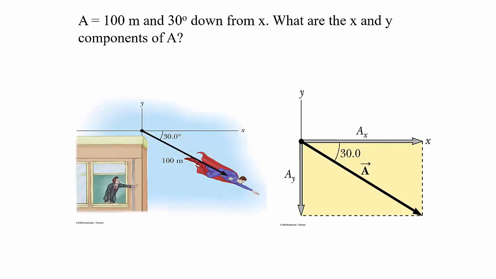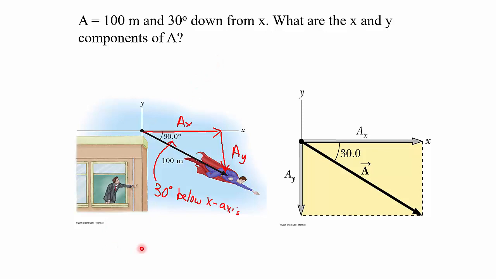In this problem, we have Superman flying from the top of a building, and he flies 100 meters at an angle of 30 degrees down from the x-axis, or 30 degrees below the x-axis. And we're going to try and find what the x and y components of his displacement are. We want to figure out how far he moved horizontally and then how far he moved down vertically. So we're going to be trying to calculate this x component and this y component. And we can see this angle here, it's 30 degrees below the horizontal. So that tells us that he was flying down below the horizontal instead of flying up above the horizontal.